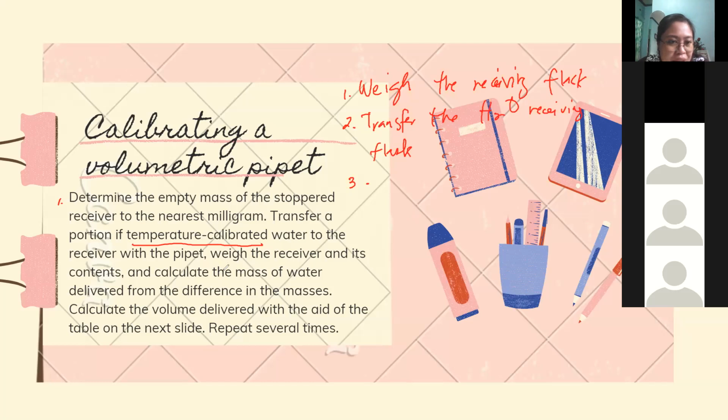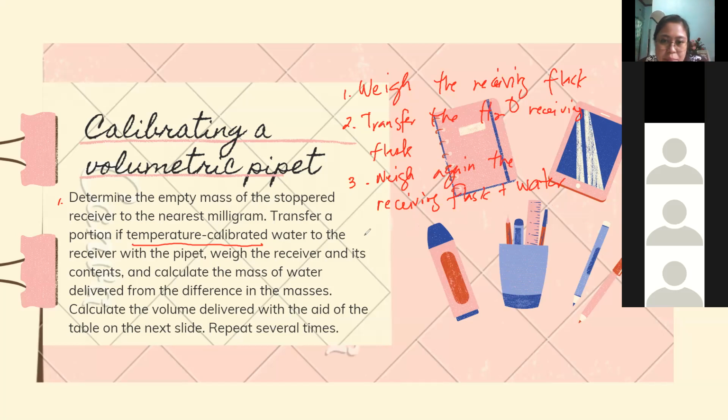Okay. After that, you have to weigh again. So weigh again the receiving flask. Pero this time, with the stopper plus the water na imuhang gi-transfer. So, muna siya ang step sa pag-calibrate sa volumetric pipette.